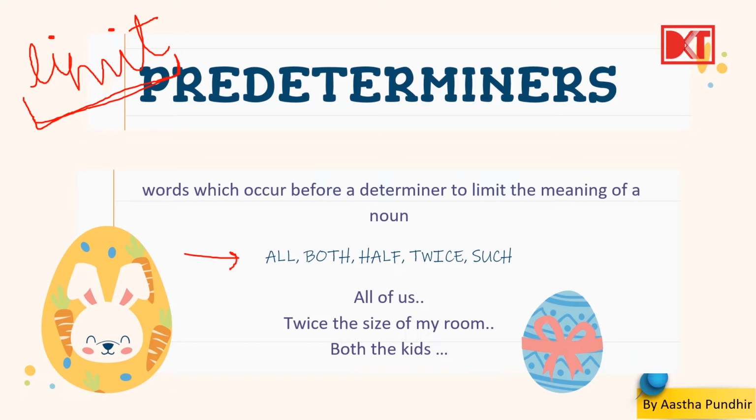Like here if we say all of us, what is the limitation? The limitation is we're including all the people. Where is the boundary being drawn? Outside all the people. Now here, twice the size of the room. What is the limitation here? Whatever the size of my room is, twice the size. Then both the kids. So this sort of limitation is provided by predeterminers.